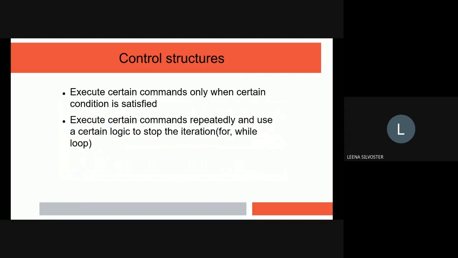Control structures. They execute certain commands only when certain conditions are satisfied. Conditions are repeated and use a certain logic to stop the iteration. For example, as in every programming language, we have for loops, while loops, etc.